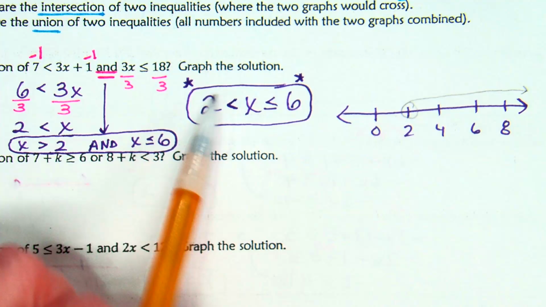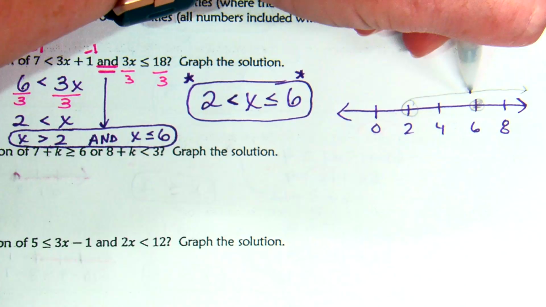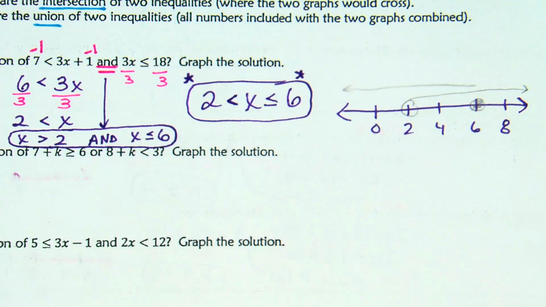So we already have our circles: open circle at 2, closed circle at 6. And then my shading is going to be between 2 and 6, because you're only shading where they overlap, and they overlap between 2 and 6. What I put up above in that real light pencil, you don't have to have that on there. That was just me showing it. All you have to have is what I ended up shading here in pink.